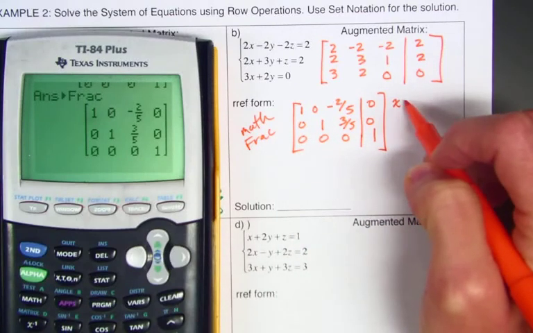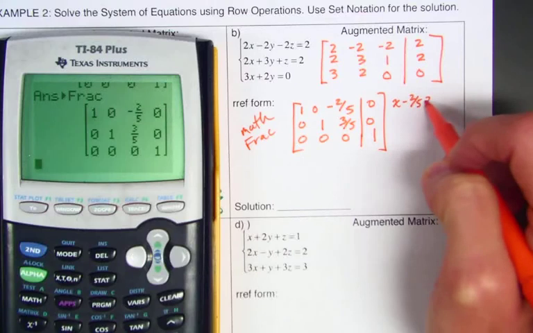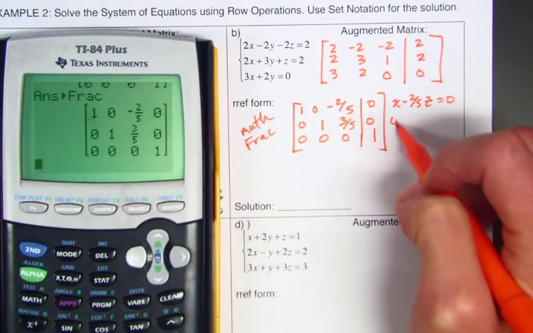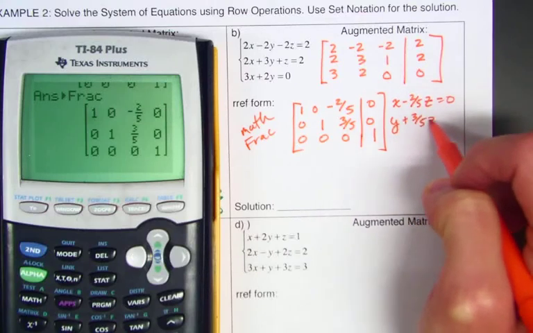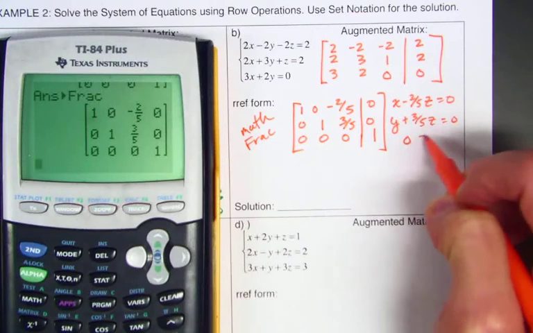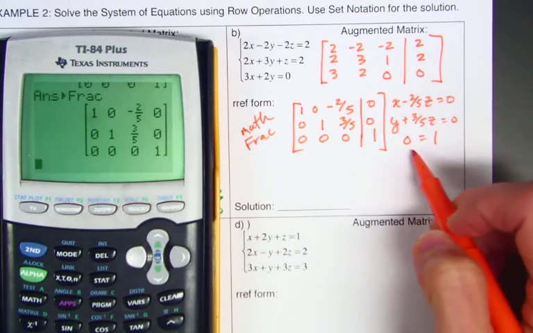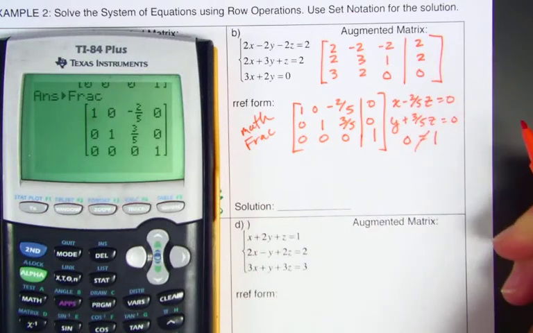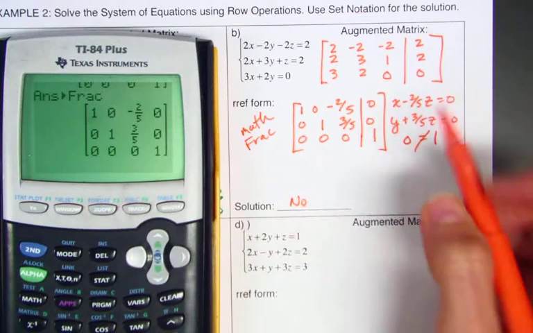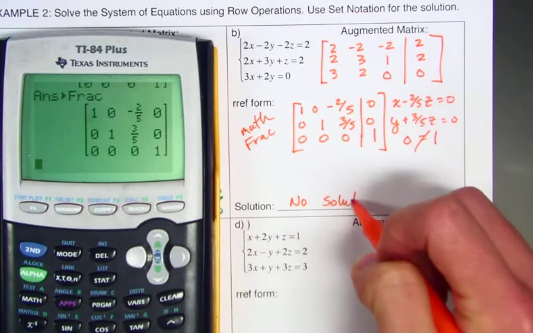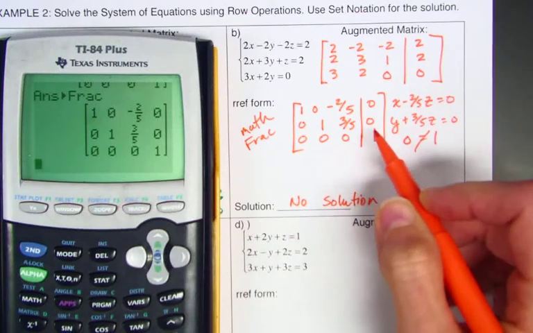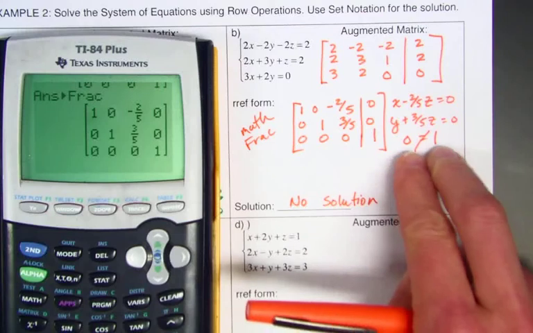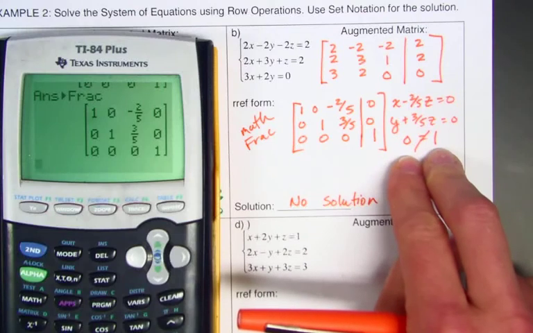So we get x minus 2 fifths z equals 0. We have y plus 3 fifths z equals 0. And we have 0 equals 1. But we know 0 cannot be 1. So this system has no solution. So there's no x, y, or z that you can pick that's going to logistically make 0 equal 1 because that's never possible.